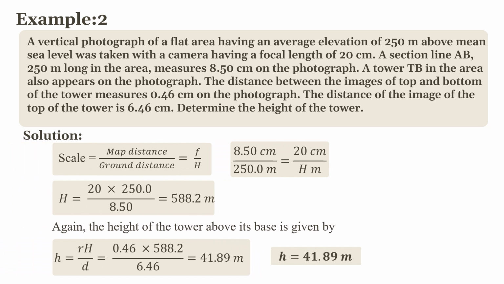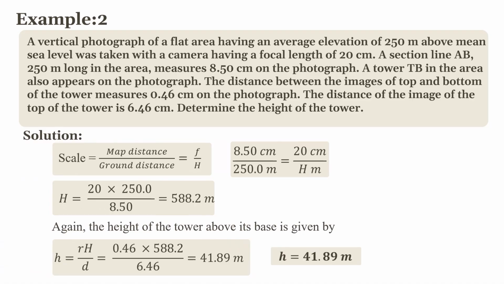So to find the scale of the photograph, we use the formula: scale is equal to map distance by the ground distance, which is equal to small f by capital H. Plugging in the values, we arrive at this equation: 8.50 by 250.0 is equal to 20 by H. Solving for H, we get H is equal to 20 into 250 divided by 8.50, which gives the value 588.2 meter. So the height of the lens above the area is approximately 588.2 meter.